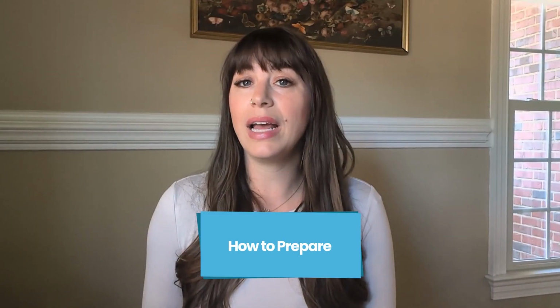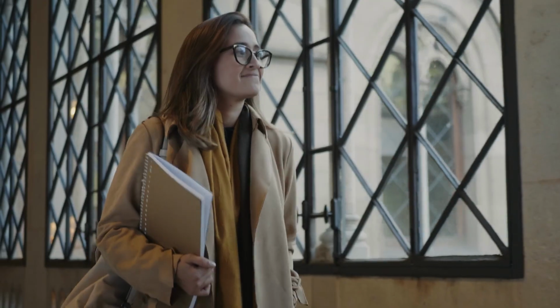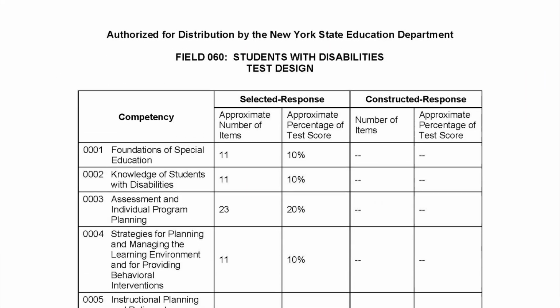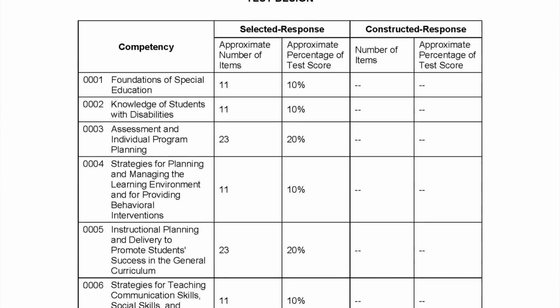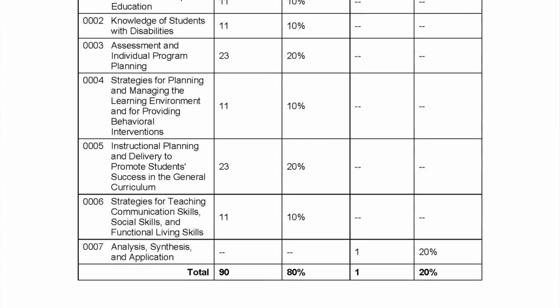Getting ready for the NYSTCE Students with Disabilities exam can feel like a lot, but trust me, with the right approach, you've got this. First, take time to go through each of the 7 competencies outlined in the New York State Education Department. Really make sure you understand what they're asking, from determining how to support students with IEPs to planning inclusive lessons and using assessment data to guide your decisions. Knowing the why behind what you do in the classroom is just as important as the what.